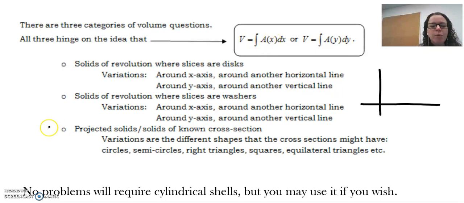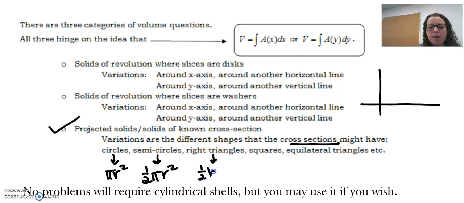We started by doing projected solids where those areas were different cross sections. So we needed to know things like circles, pi r squared, and semicircles, 1/2 pi r squared, and right triangles, which would be 1/2 base times height, and squares, which was side squared. Equilateral triangles was the square root of 3/4 side squared, etc.